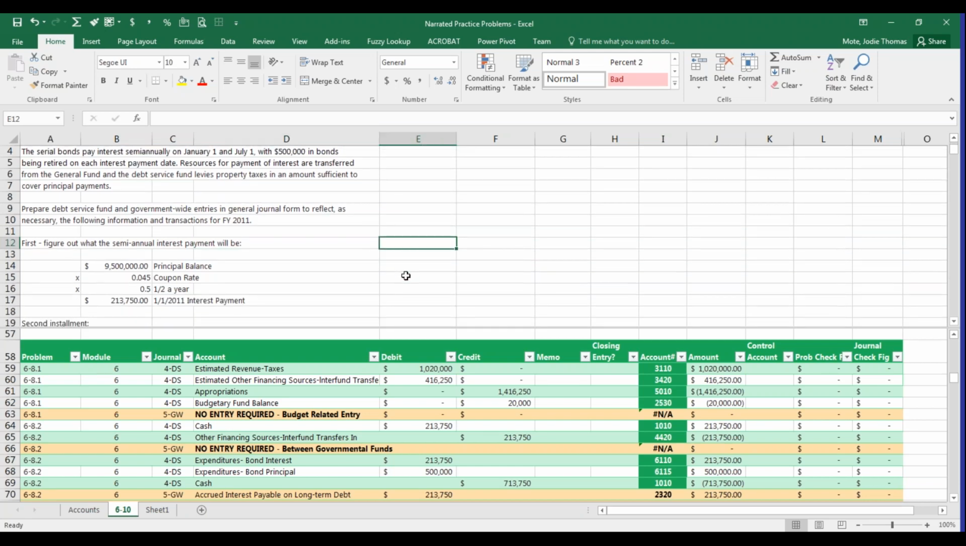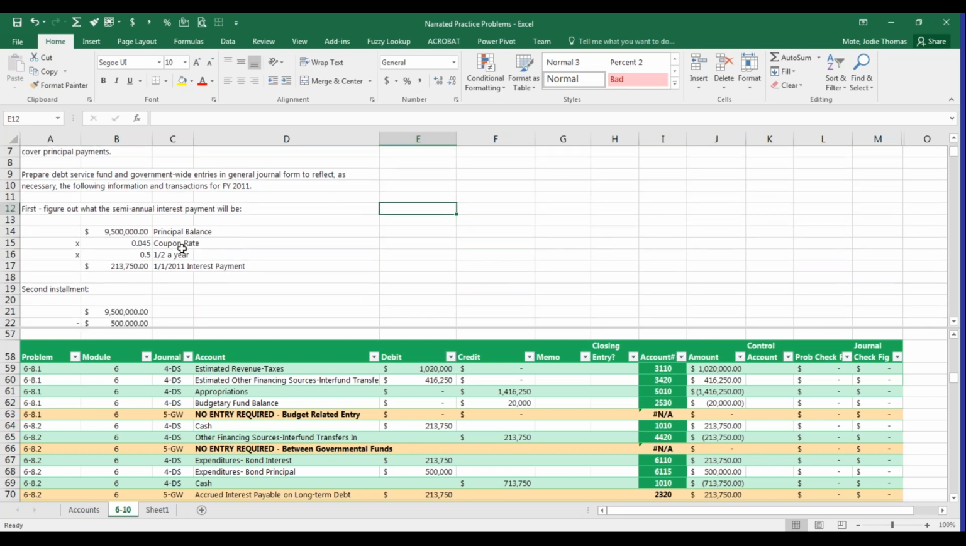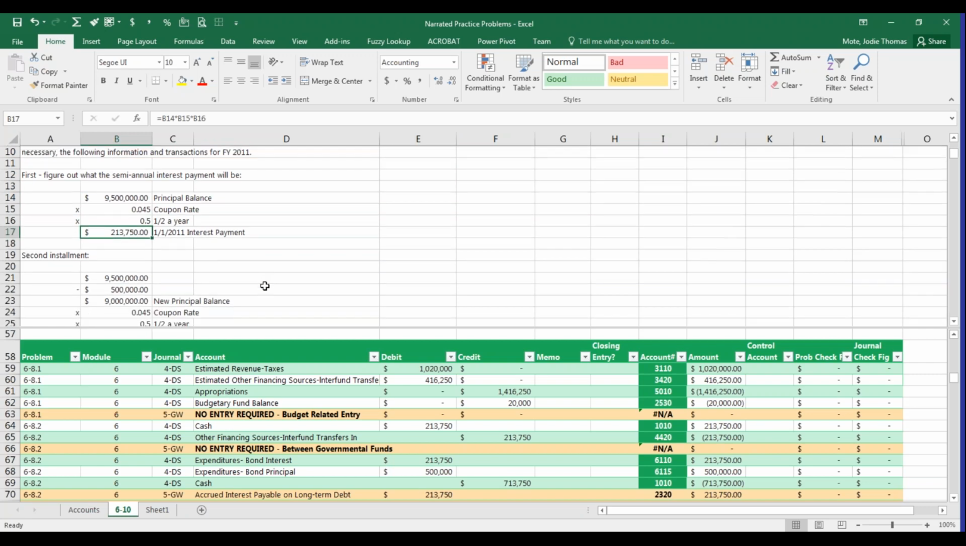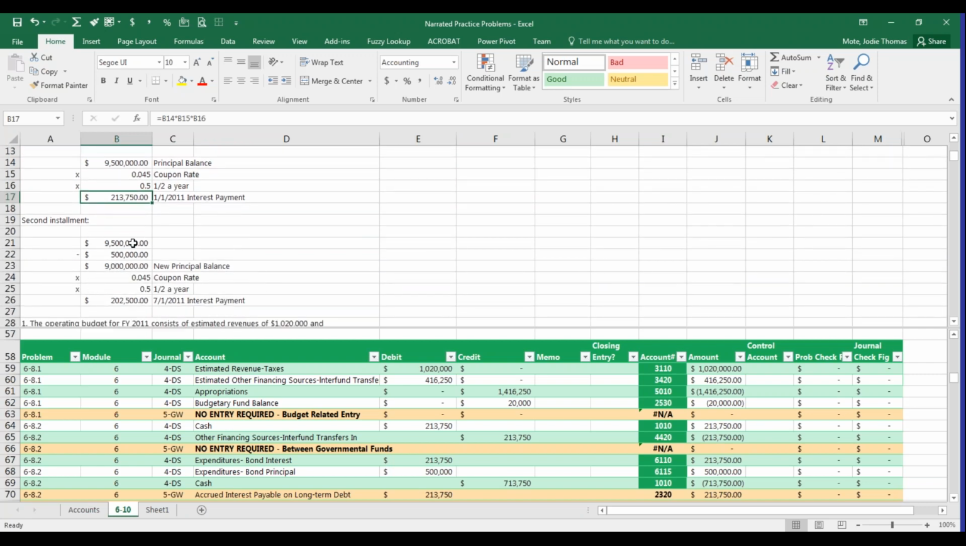So the first thing you've got to do is the budget. You need to know how much interest is going to be transferred in from the general fund. So for our semi-annual interest payment, you first take your $9.5 million principal balance, multiply it by the coupon rate of 4.5%, then multiply it by half a year, or 0.5, to get your first interest payment of $213,750.